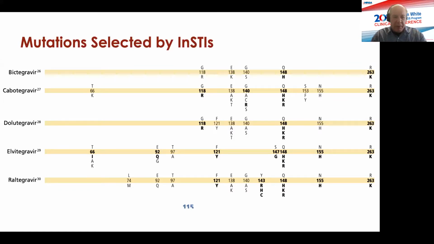But the problem with bictegravir is it's co-formulated with TAF and FTC, so you can't really go to twice a day without overdosing on the TAF and the FTC portion. Cabotegravir, as you know, is injected, so it's also fixed. So your out here is with dolutegravir given twice a day if there's a Q148H or R present.